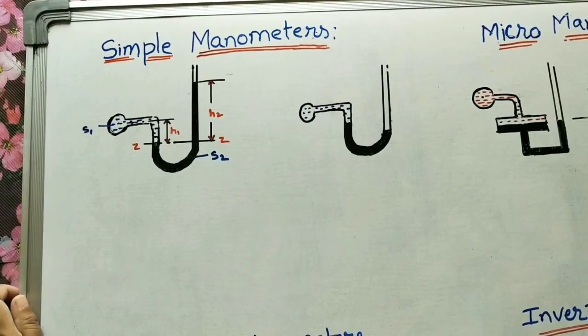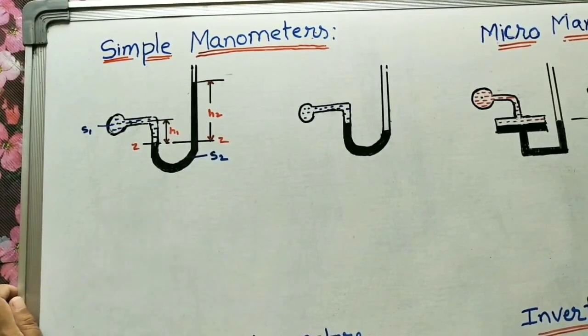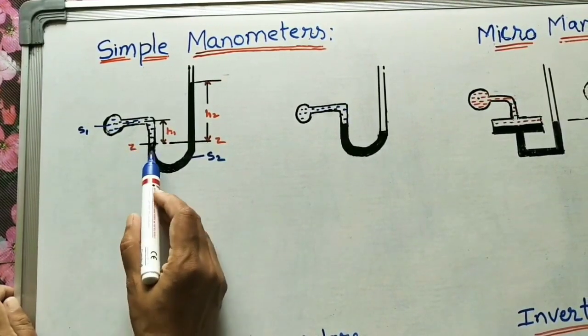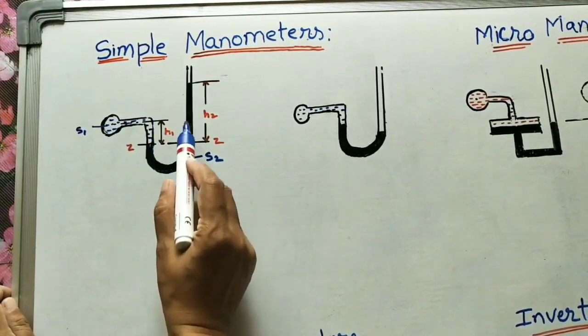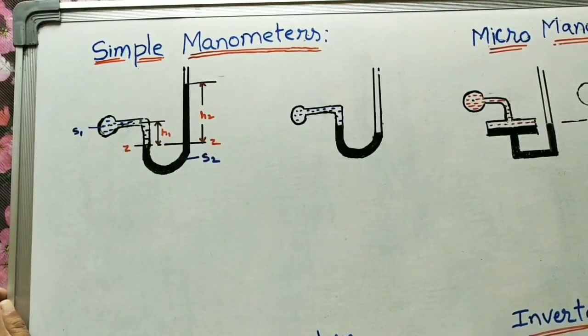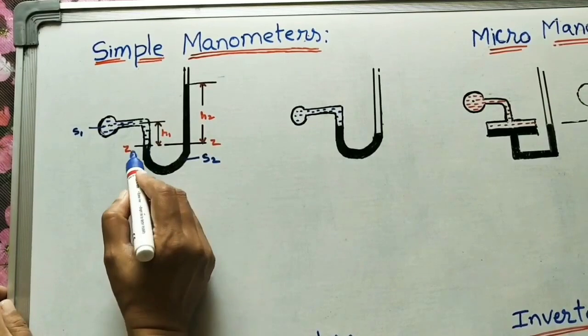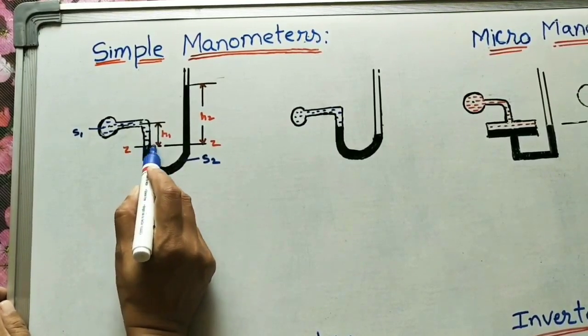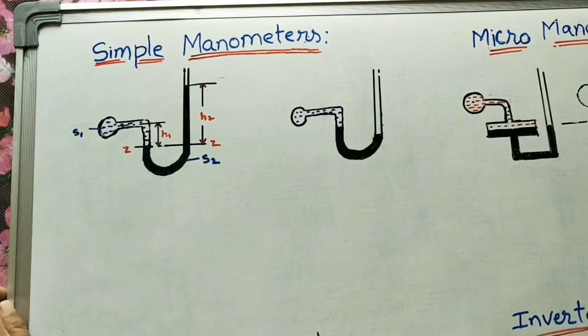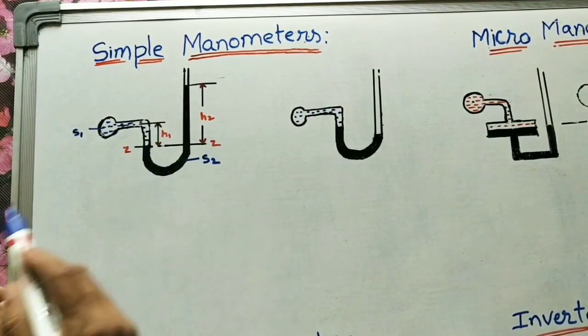In simple manometers, how do we write the pressure head equation? We will see one by one. Here, take the first diagram. In it, one end is connected to the pipe and the other end is open to the atmosphere. Here we are taking the mercury heights from the datum line. The datum line starts at the lower level of mercury. This side level of mercury is low, so we are taking this as the datum line.